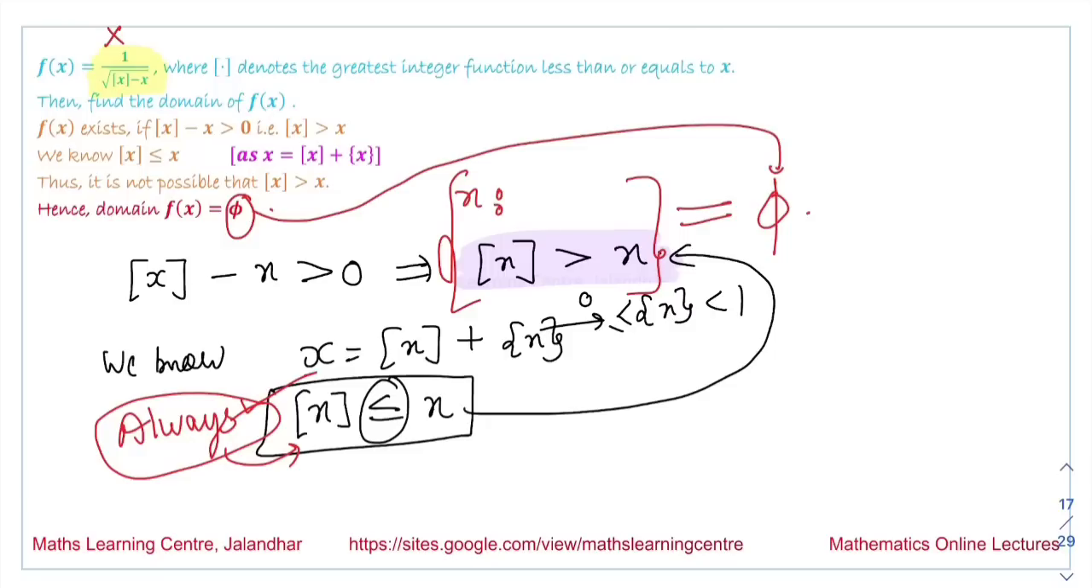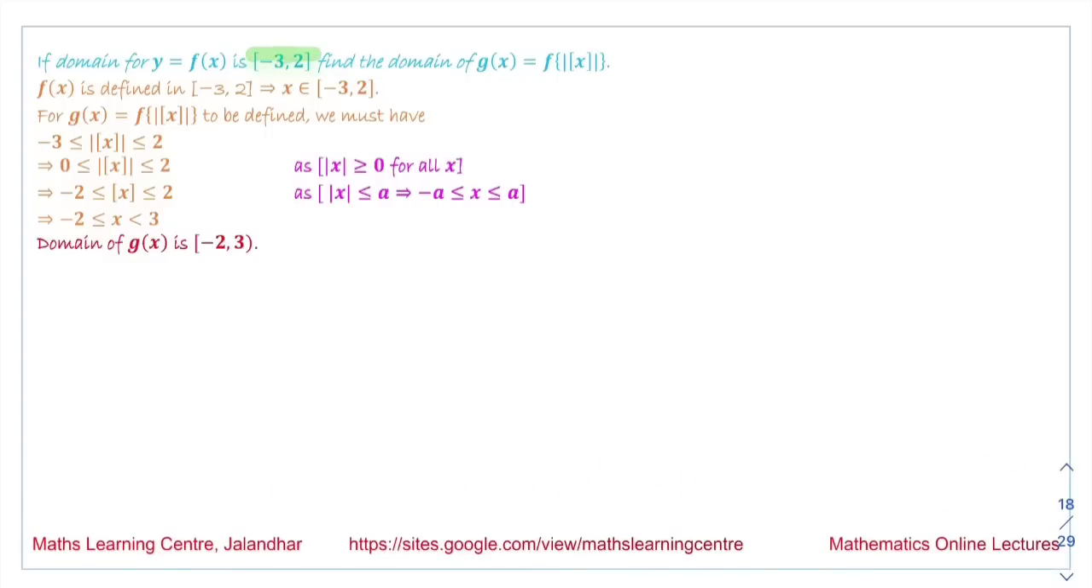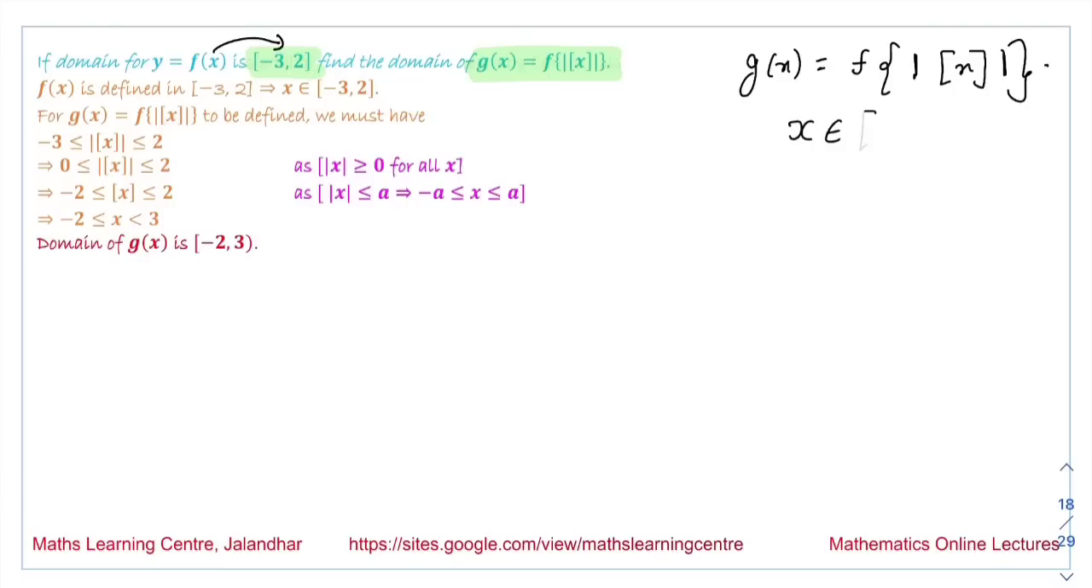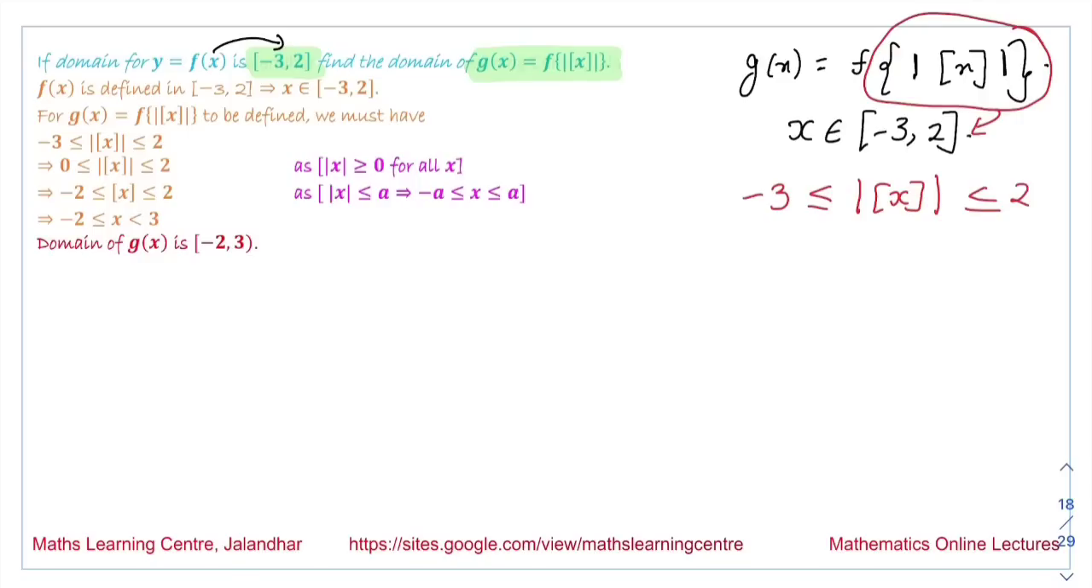Next, if the domain of the function y = f(x) is the closed interval [-3, 2], find the domain of the function g(x) = f(mod of greatest integer of x). The domain of f is -3 to 2, that is, x belongs to [-3, 2]. So for this function g to be defined, this value should lie between -3 and 2. So we get -3 ≤ mod of greatest integer of x ≤ 2.